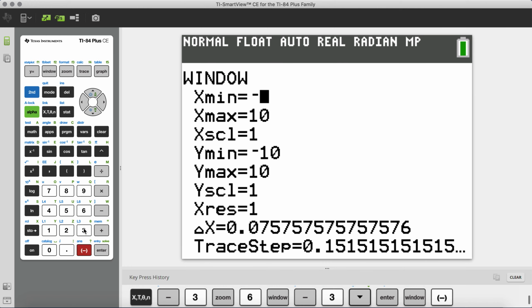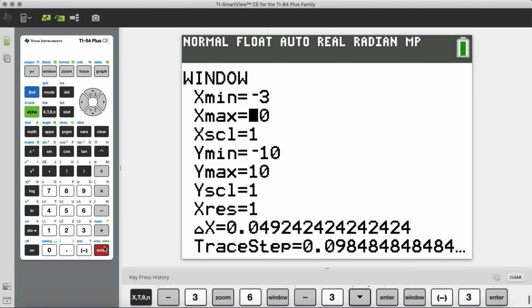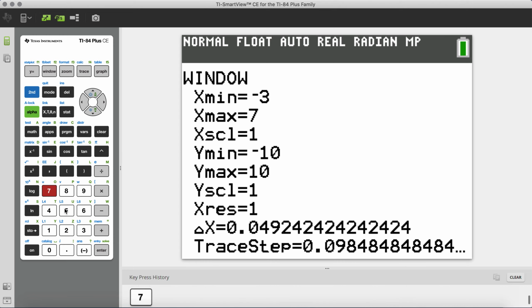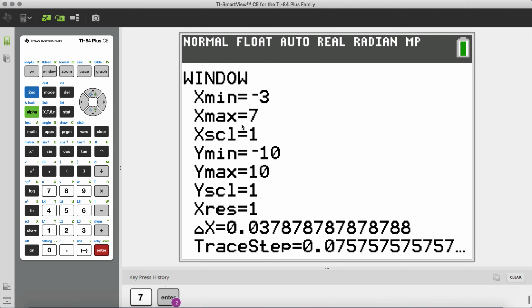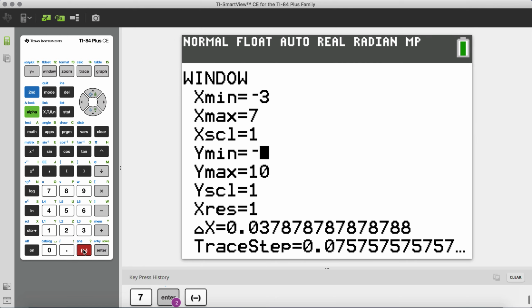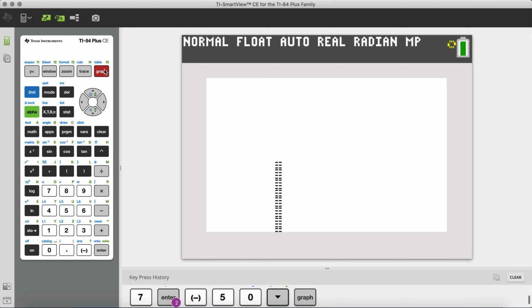Window, -3 for our x minimum. For our x maximum, it doesn't go too far past 6, so we'll go 7 for our x maximum. Making our tick marks count by 1 is fine. For our y minimum, this one needs to go a lot lower because remember we had that bump coming down here. So let's make that one like -50. That's just a total random guess. I have no idea what's going to be good for that. And then now let's try to click graph.